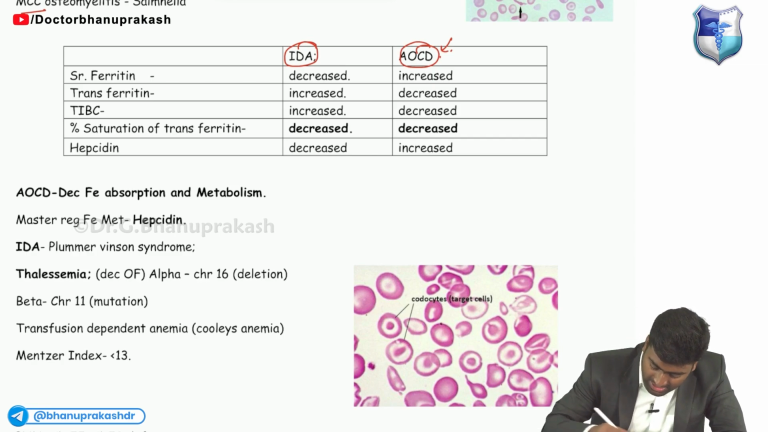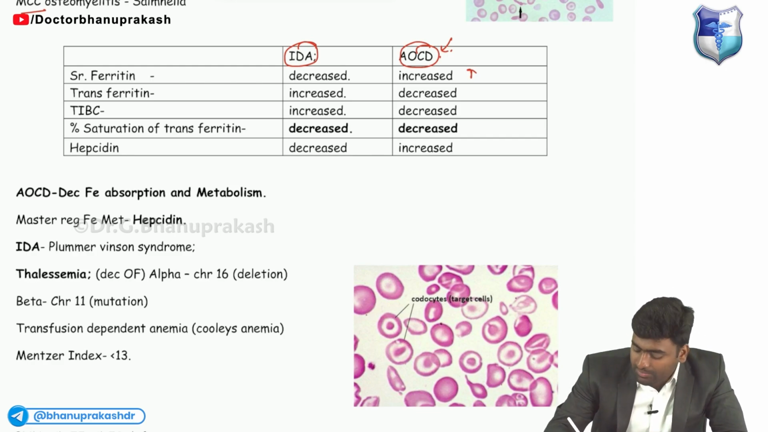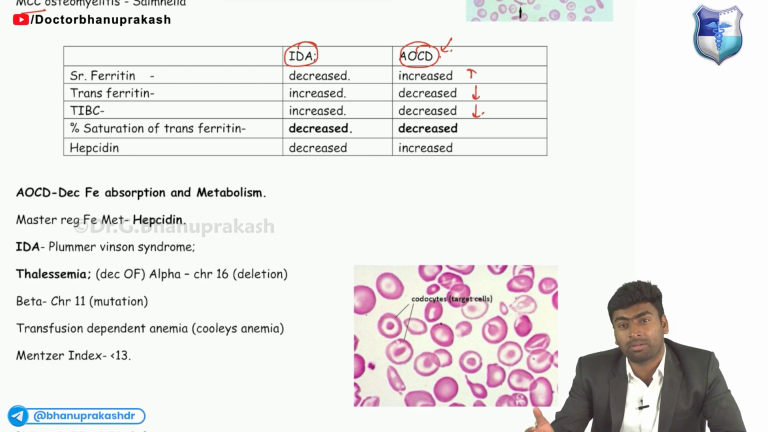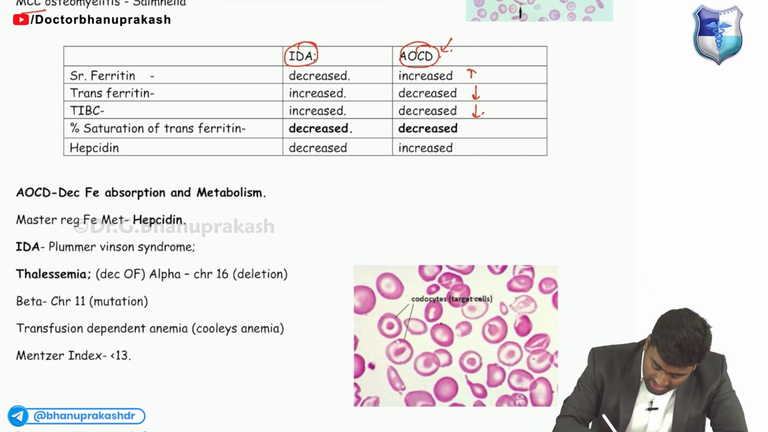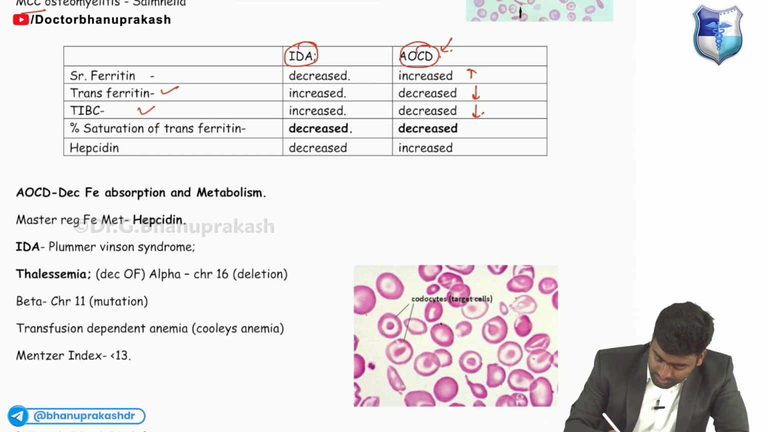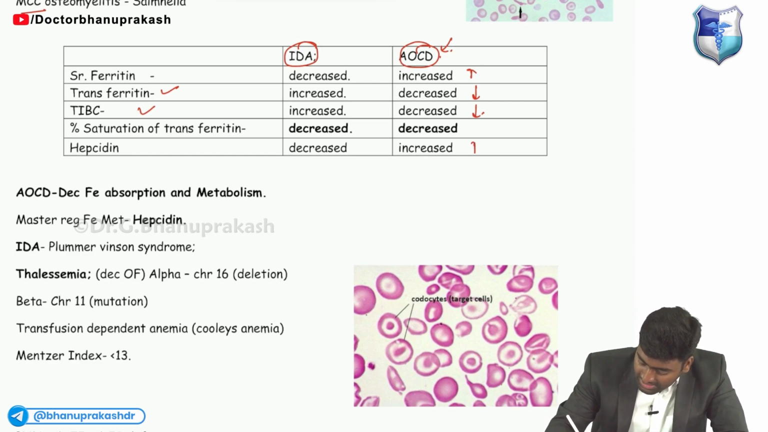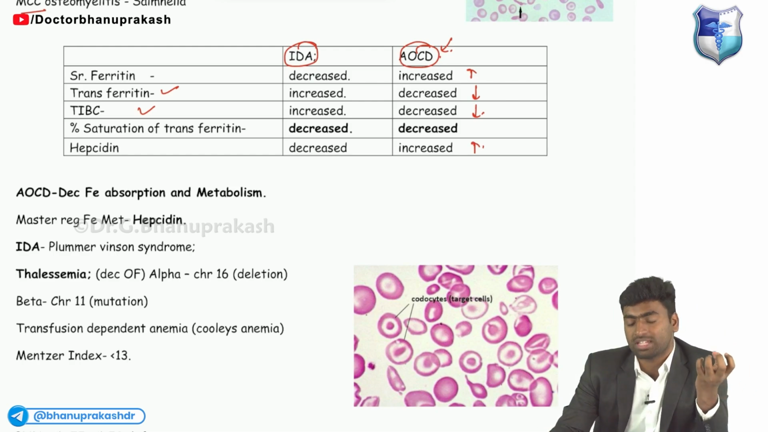So their serum ferritin, their reserve, will be more. They won't have any appetite for studying more, so their transferrin saturation and binding capacity will be decreased. Whereas their hepcidin will be increased because there is some chronic disease going on.